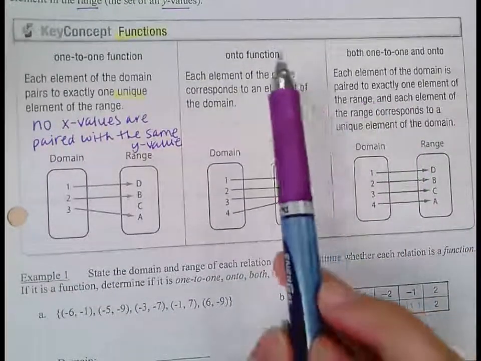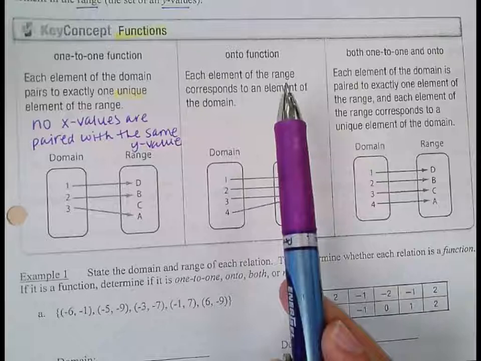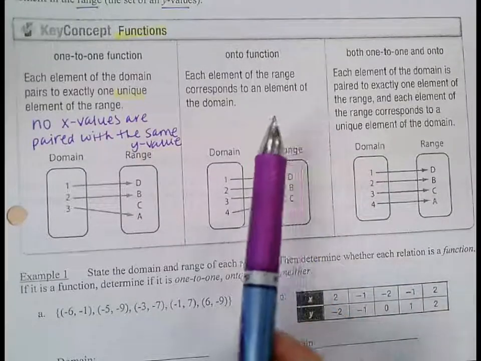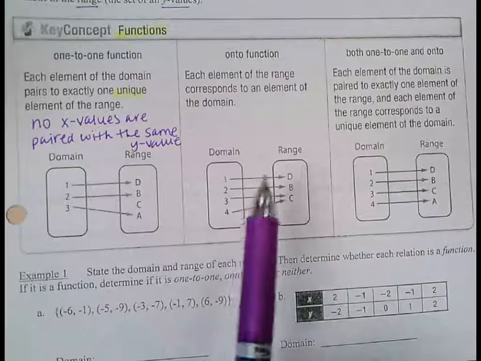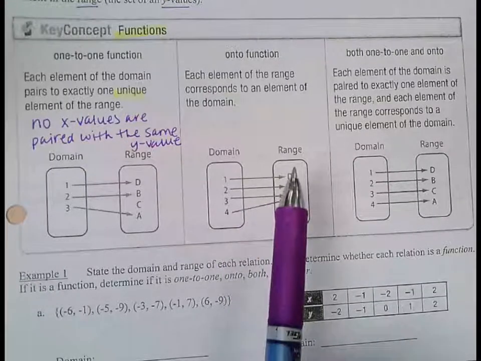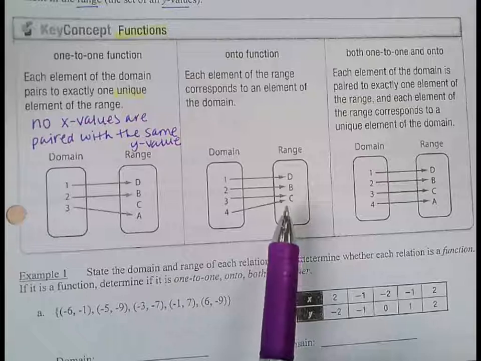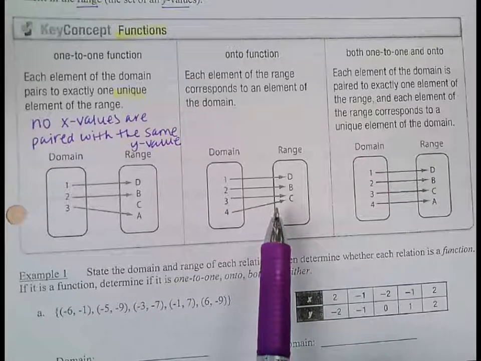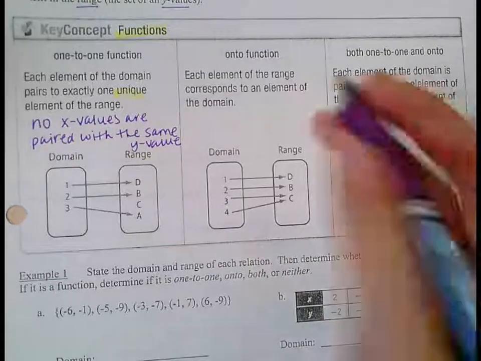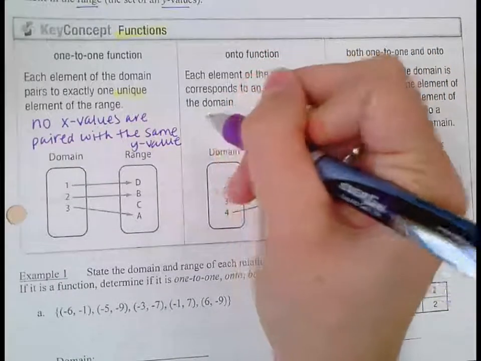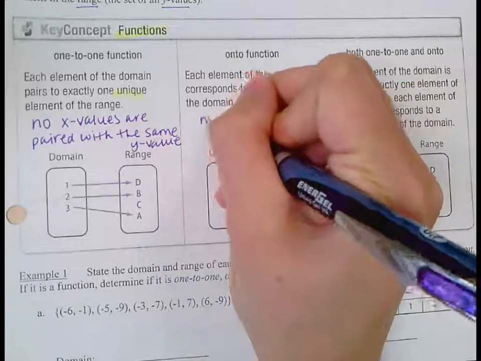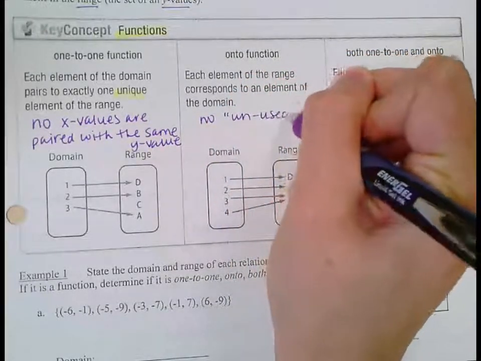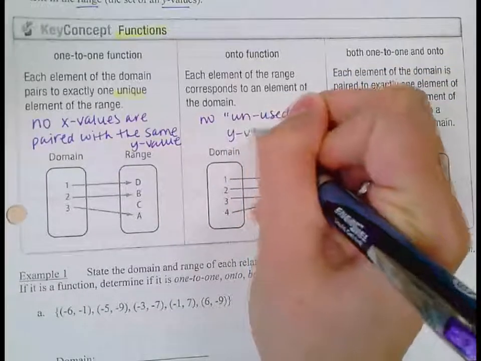And then if we look at what onto means, this says each element of the range corresponds to an element of the domain. So what that means is if you are given a set of values that are in the range, all of those range values are going to be used in the function. So another way to think of that is you don't have any unused values. So I'll say here, no unused y values.